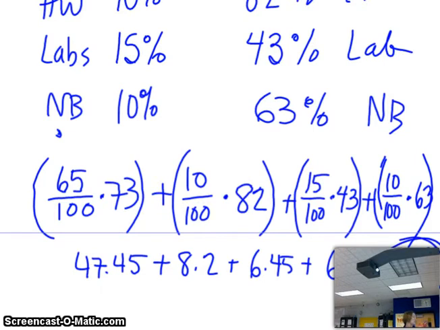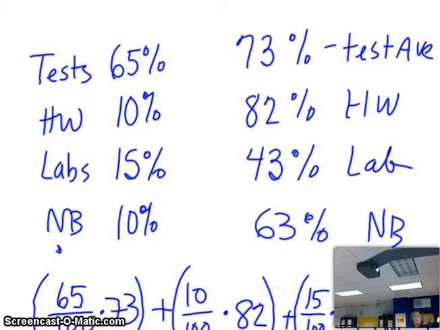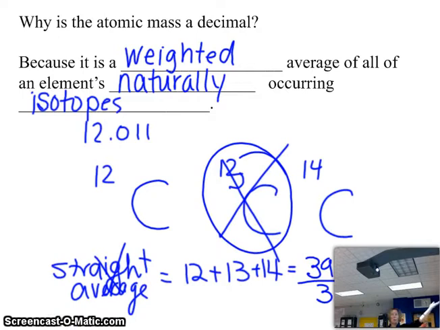So when you do a weighted average, you take into account the percentages that each grade is worth. When you do a weighted average to find atomic mass, you take into account percent abundance.